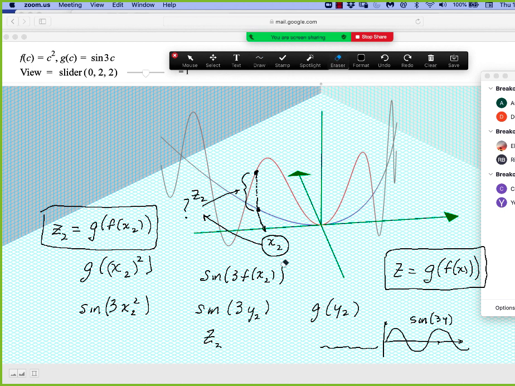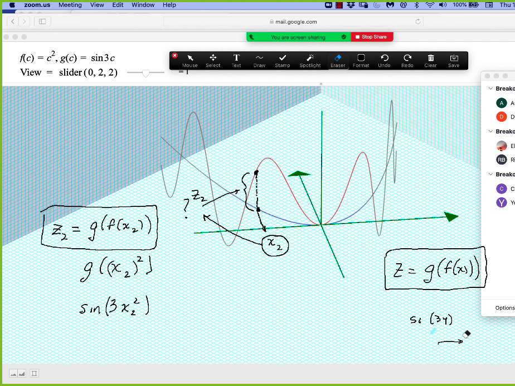Let's erase some stuff here. We're going to call this a new function, h. Because you give it an x, it gives you back a z. We're going to call that h. I'm going to introduce a new function, h of x, which is what you get when you put x into f and take the result of that and put it into g. So now we have 3 functions: f, g, and h.